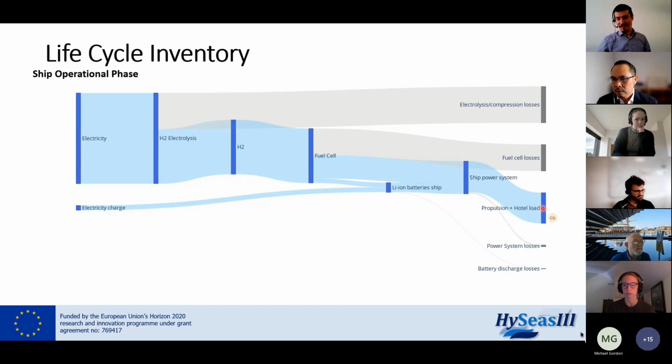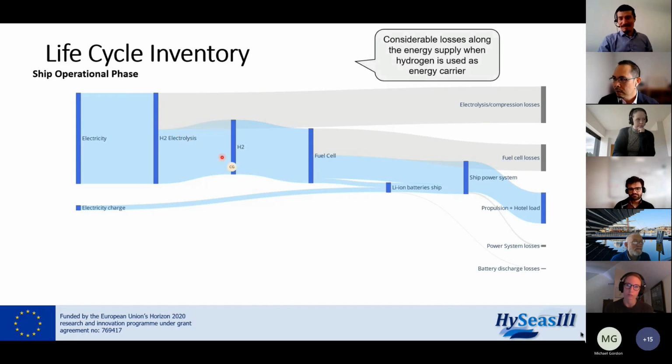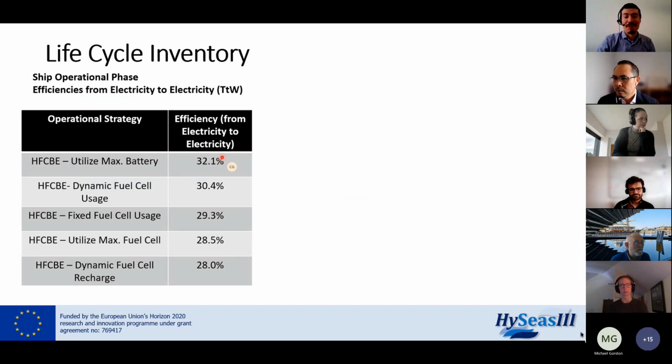So you can see the losses are considerable. That's something we can't deny. There are some possibilities to improve this in the future here and also here. But of course, there are some thermodynamic limits to that. So it's a reality. There are important losses. But when we compare the inputs of electricity and what we get out, this is the efficiency from electricity to electricity, because we can also have primary energy, and that makes it a bit more complex. You can see we are around 30%, in some cases even lower, depending on the operational strategy we use.